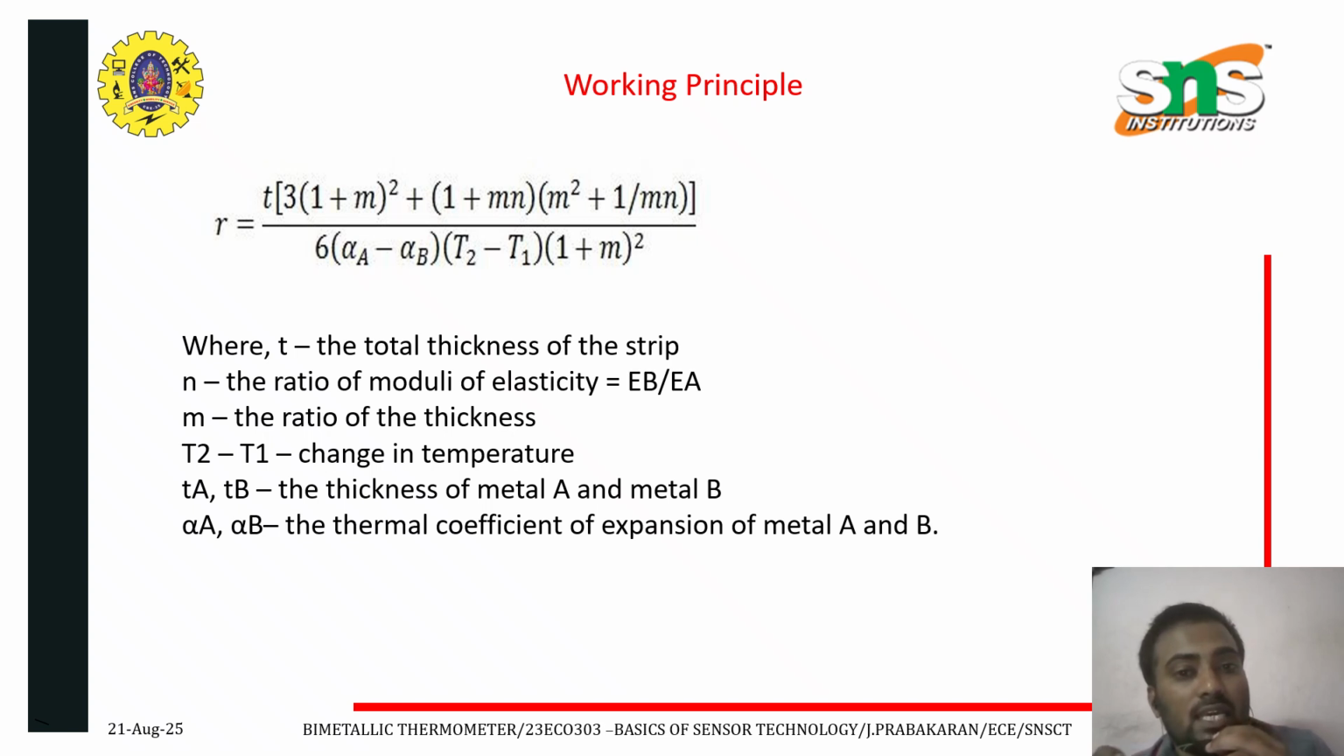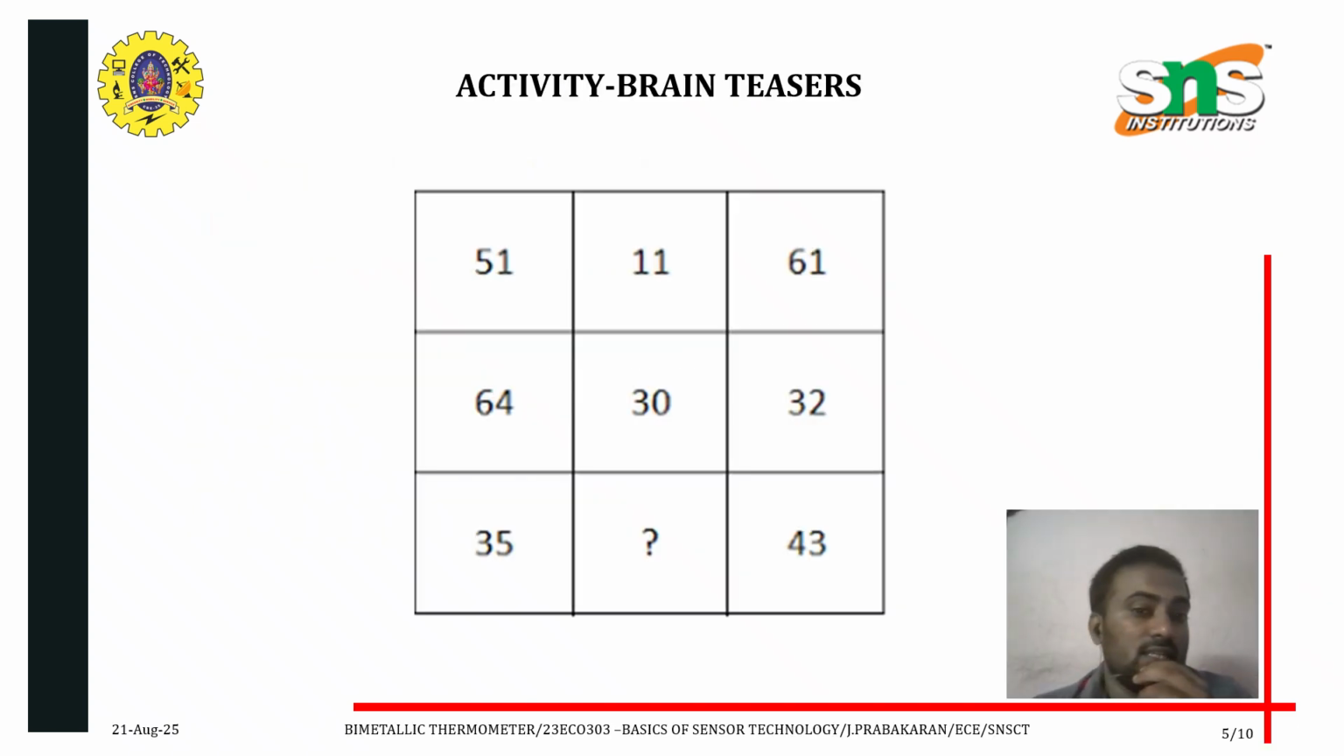Here you can see the mathematical equation. Here T is the thickness of the strip, N is the ratio of moduli of elasticity, and M is the ratio of the thickness. T2 minus T1 is the change in temperature, and T suffix A, T suffix B is the thickness of metal A and metal B. Alpha A, alpha B is the temperature coefficient of expansion of metal A and metal B.